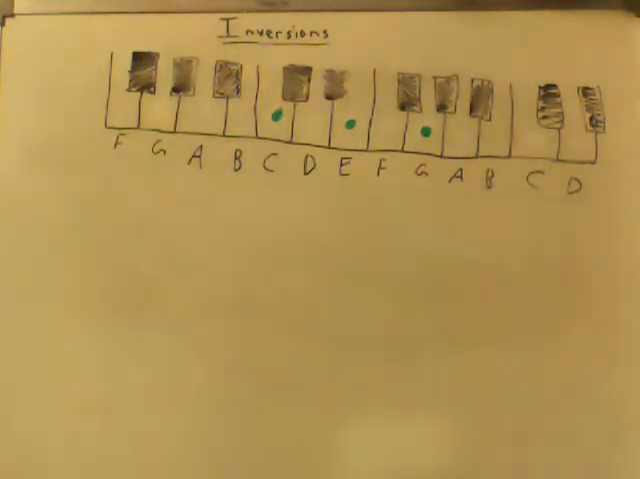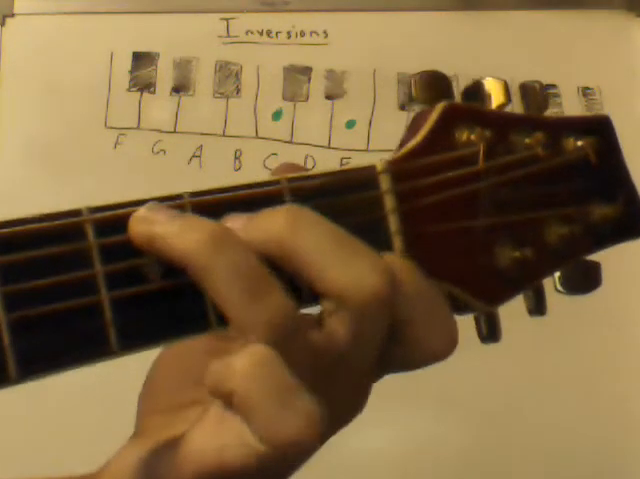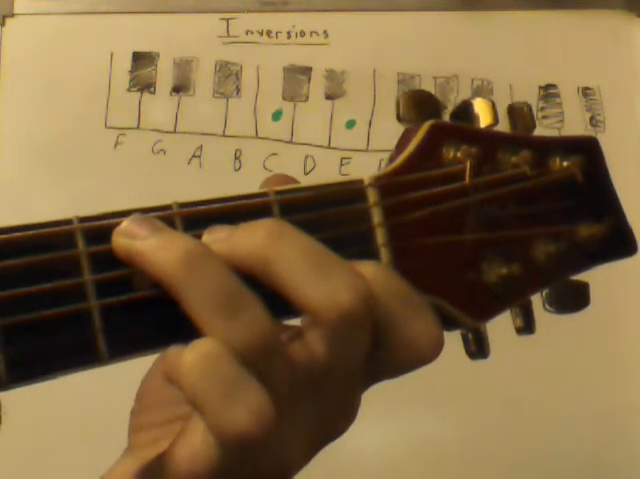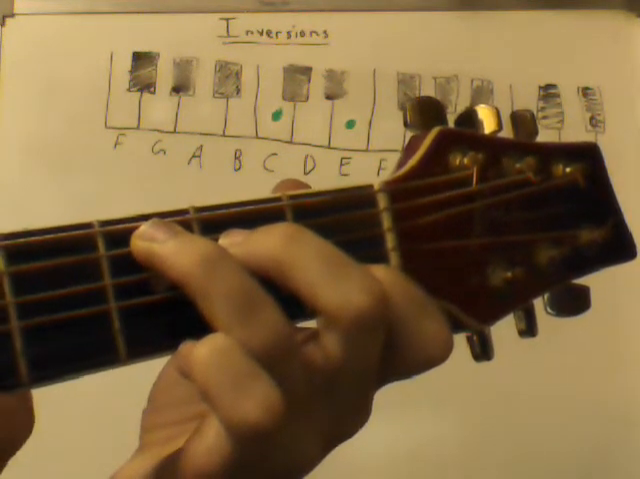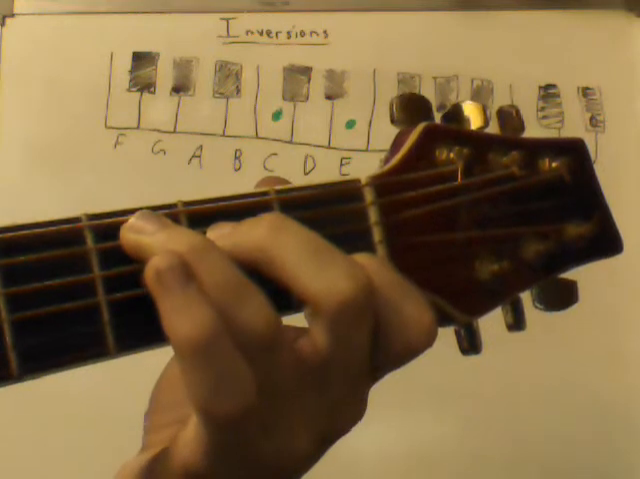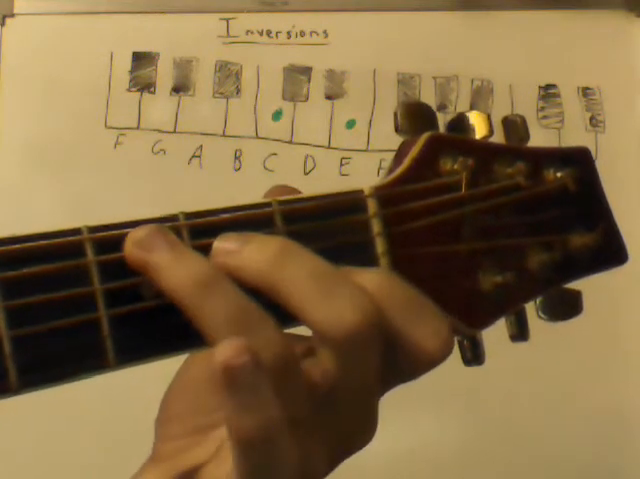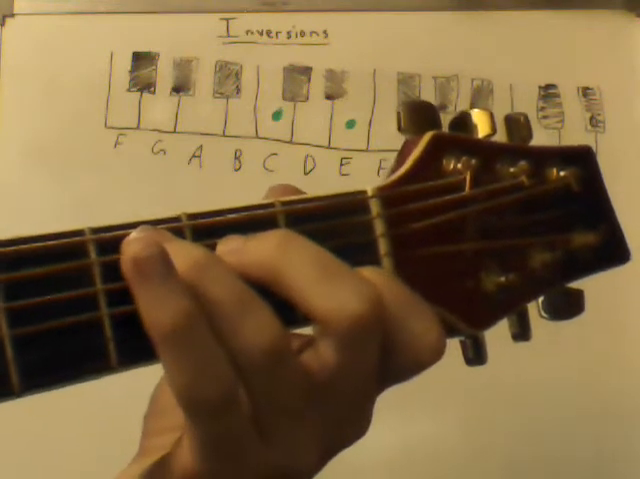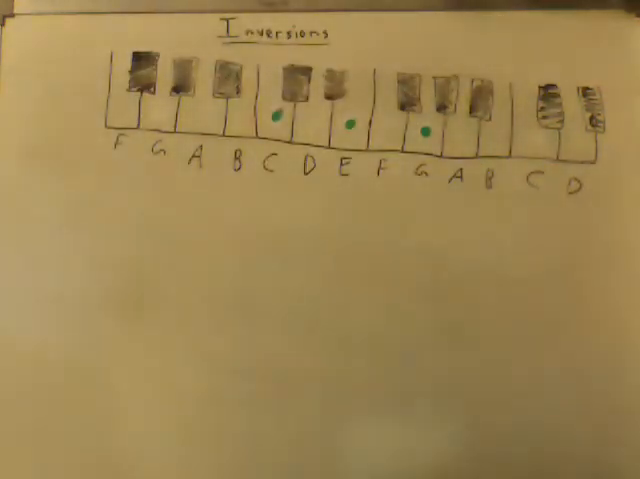So for example, if I played a C major on my guitar, the lowest pitched note is this C note right here. And the rest is higher pitched. That's higher pitched. That's higher pitched. So the rest of the notes in the chord are all higher pitched than the root note.